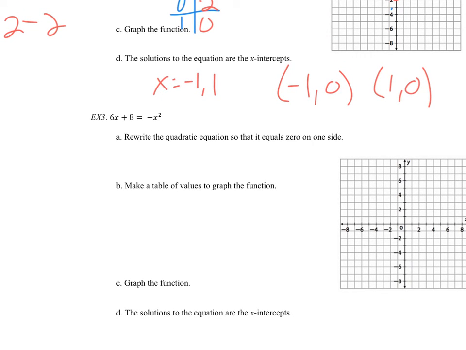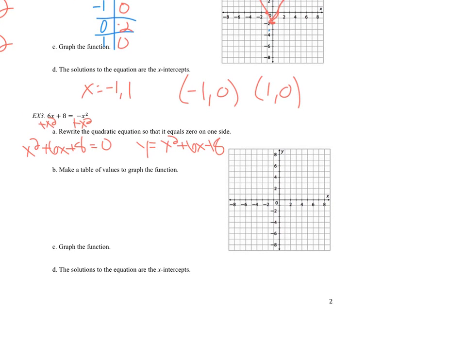All right, let's do this third one here. So I'm going to add x squared over. There are no like terms, so we get x squared plus 6x plus 8, and that equals 0. For graphing, we can go y equals x squared plus 6x plus 8. Identify our vertex. We get x equals negative b, which is 6 in this case, over 2a, which is 1. So we get negative 6 over 2, which is negative 3.